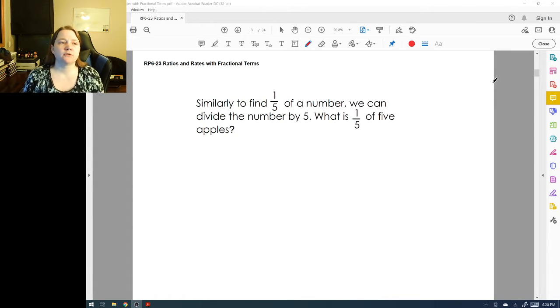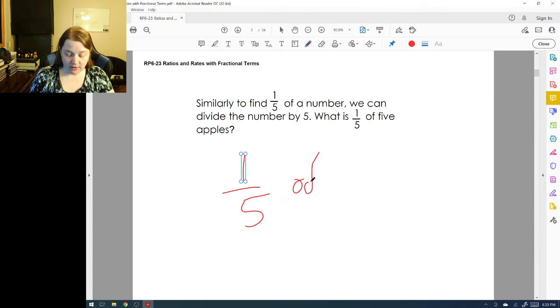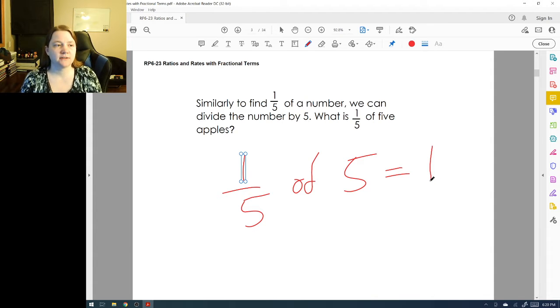If I were to ask for 1/5 of a number, I would divide that number by 5. So to find half of a number, I divide by 2. To find 1/5 of a number, I divide by 5. So what is 1/5 of 5 apples? 1/5 of 5 apples is 1, because 5 divided by 5 is 1.